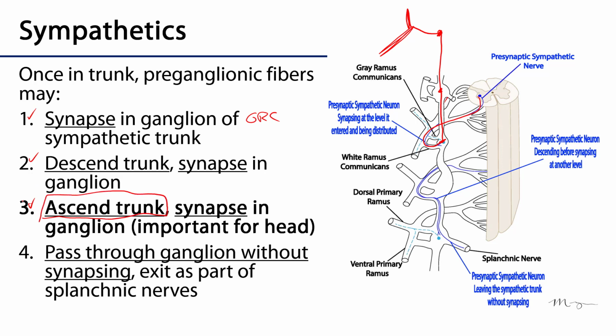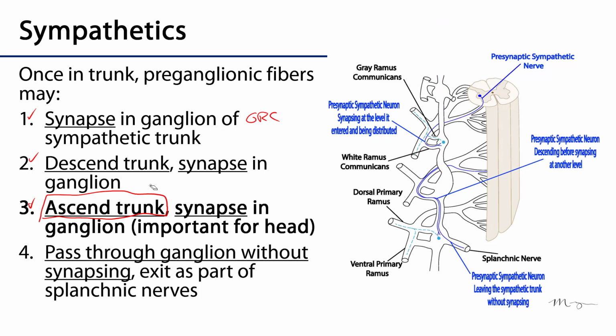This is going to be an important pathway for the sympathetics for the head, because we'll have preganglionic sympathetic fibers from the thorax that make their way all the way up the cervical sympathetic trunk to get to the superior cervical ganglion before synapsing and then heading out to the head. The fourth thing that can happen, let's erase all of this here.